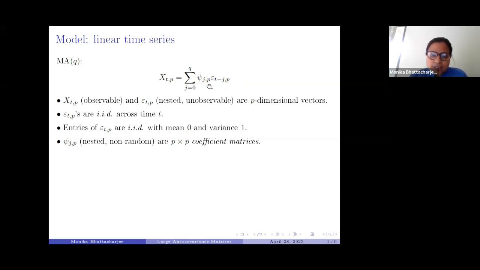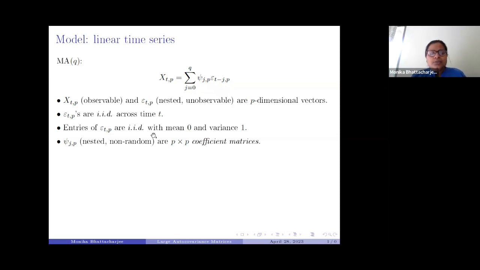The assumptions on epsilon_t are that it is IID across t, and its entries are also IID with mean 0 and variance 1. Later we can relax some of these assumptions. Epsilon_t is a driving process; we don't observe it directly, but we observe X_t, which is made of epsilon_t. Therefore epsilon_t is called the driving process or innovation process.